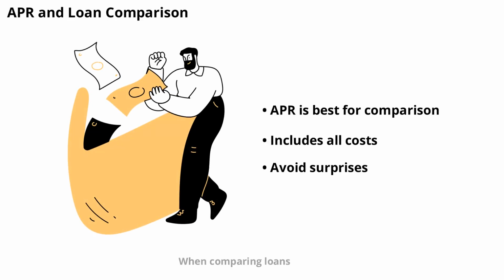When comparing loans, always use APR rather than just the interest rate. APR includes fees and other costs, giving you a more accurate way to compare different offers. This helps you avoid surprises and choose the most cost-effective option.